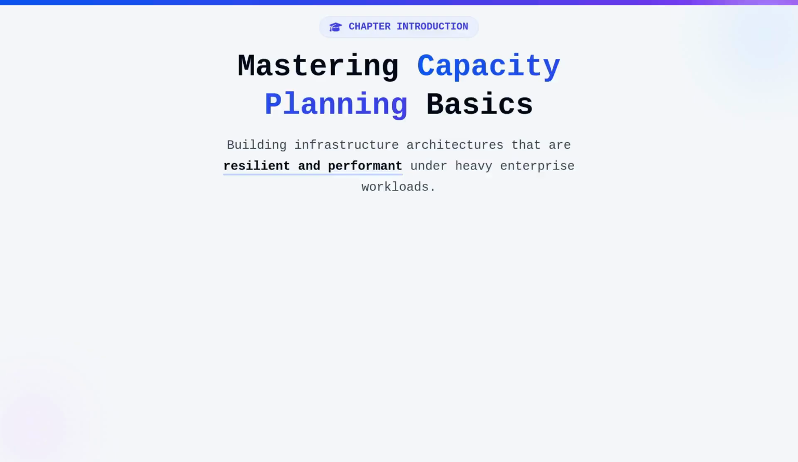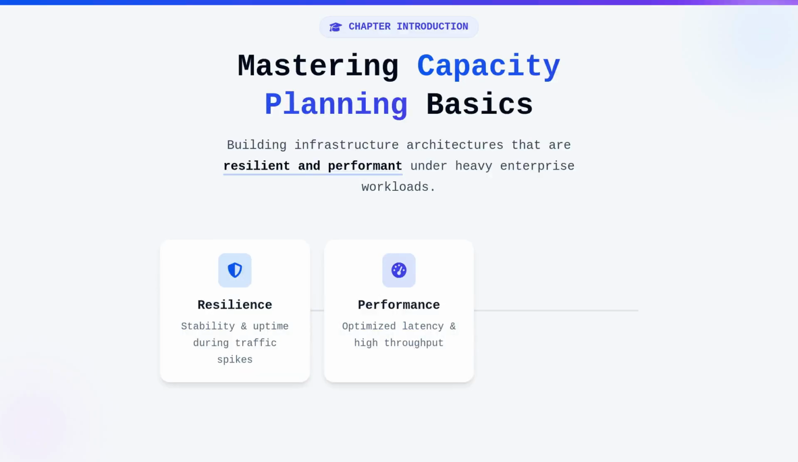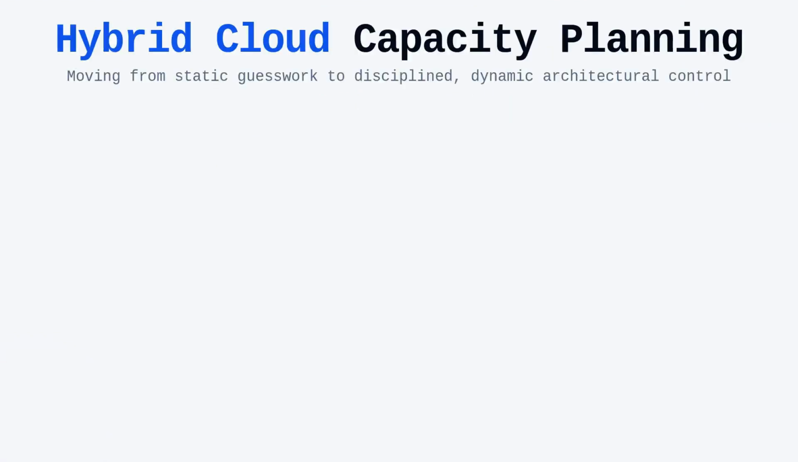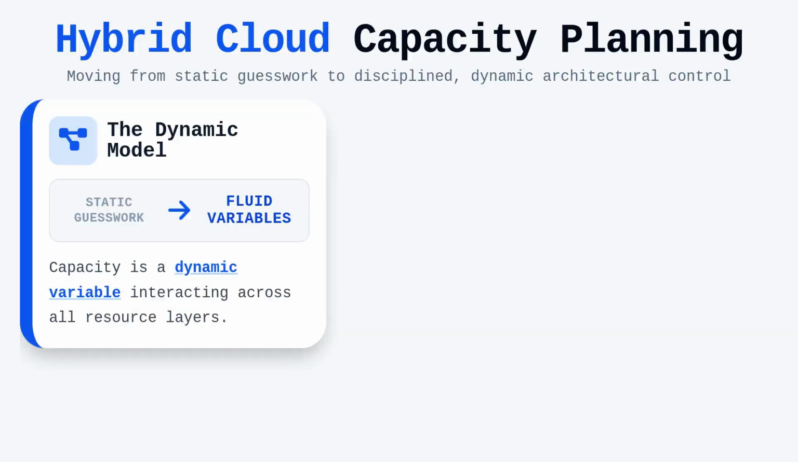Hello, and welcome back. In this chapter, we will master capacity planning basics to ensure your infrastructure architectures are both resilient and performant under heavy enterprise workloads. Building a robust hybrid cloud architecture requires a disciplined approach to capacity planning, moving far beyond simple guesswork or static calculations. We must treat capacity as a dynamic variable that interacts directly with your compute, storage, and networking resources across both on-premises data centers and public cloud footprints.